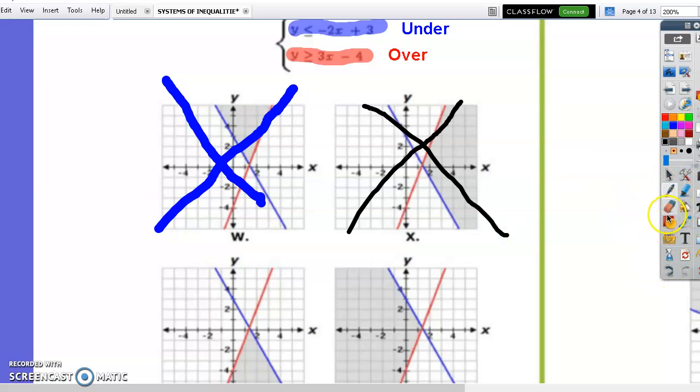All right. Your next. For this one, here's your blue line. If you were to put your right hand over this, the shading is under it. So that checks that box right there. And here's your red line. If you were to put your left hand over this red line, the shading is underneath it, but we want it to be over it. So this is not the graph.